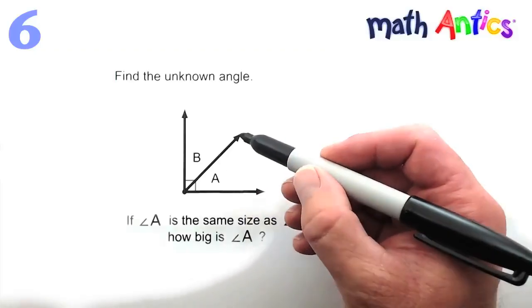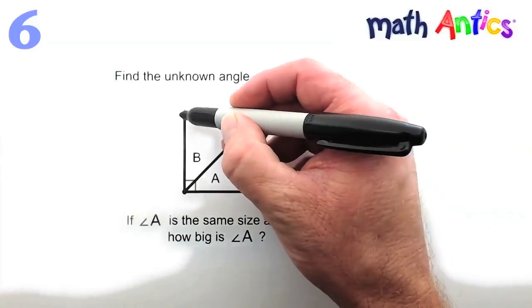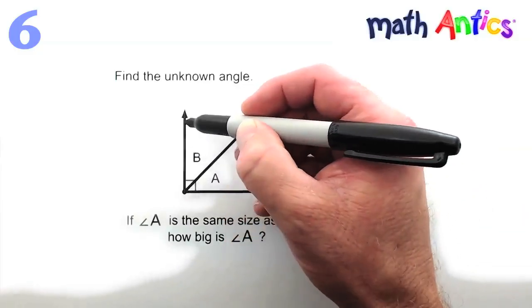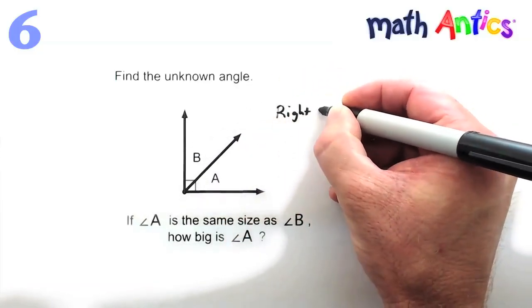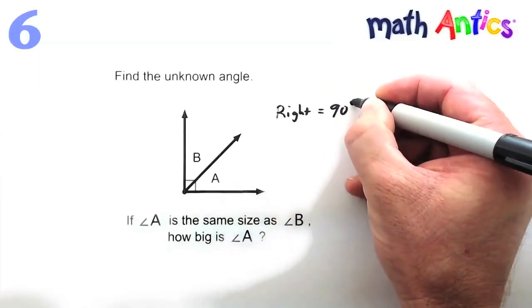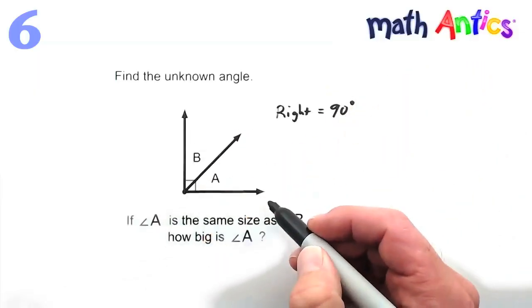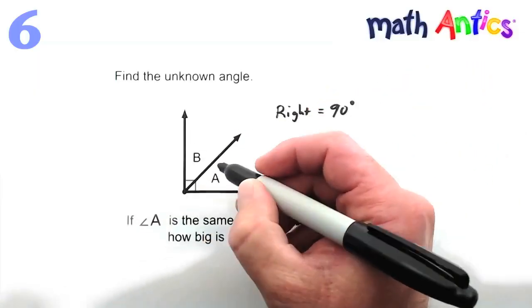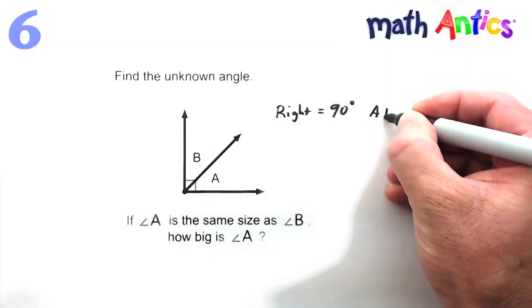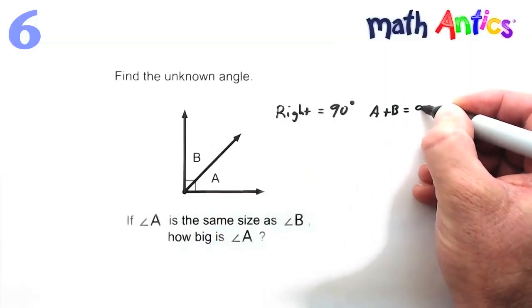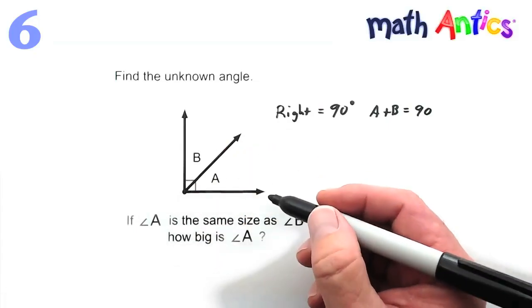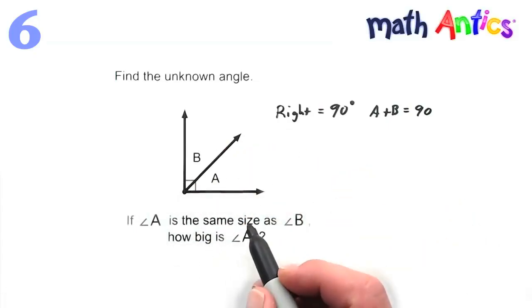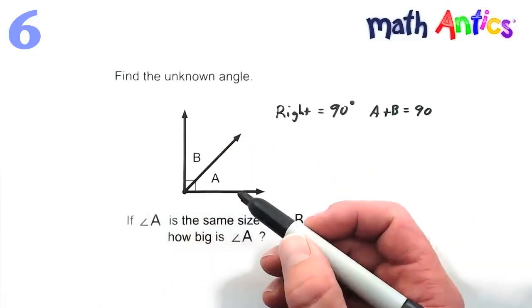Well, the first thing to realize is that angle A and angle B are forming a right angle here. And anytime we have a right angle, we know that that's going to equal 90 degrees. So there's our first bit of information that we need to solve this problem. We know that the total of A plus B must be 90 because they form a right angle. These are complementary angles.